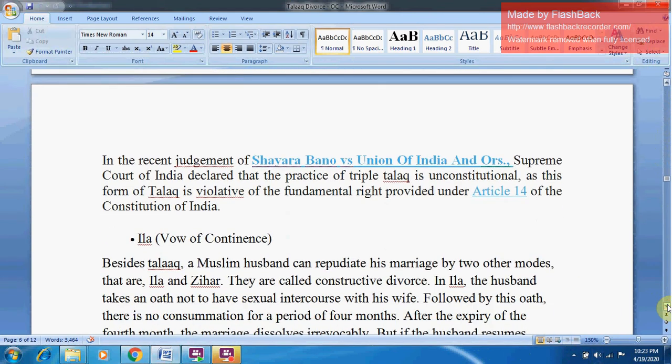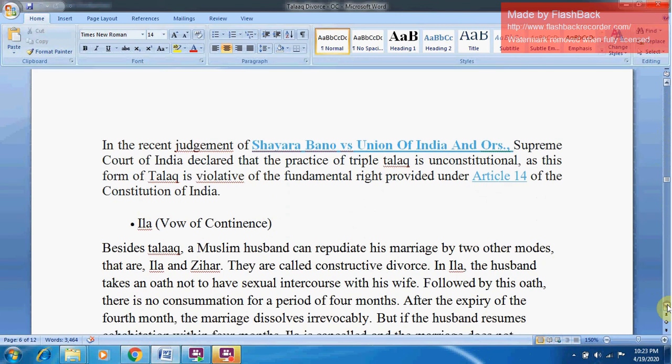In the most recent judgment, Shayara Bano versus Union of India and others, the Supreme Court of India declared that the practice of triple talaq is unconstitutional, as this form of talaq is a violation of the fundamental right provided under Article 14 of the Constitution of India, as I made clear in my earlier class.